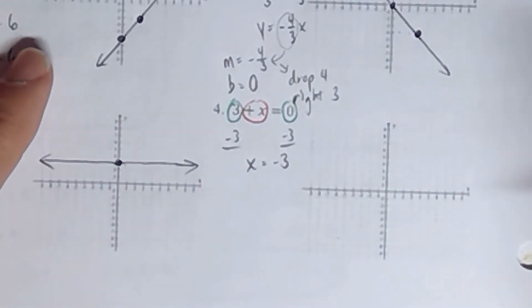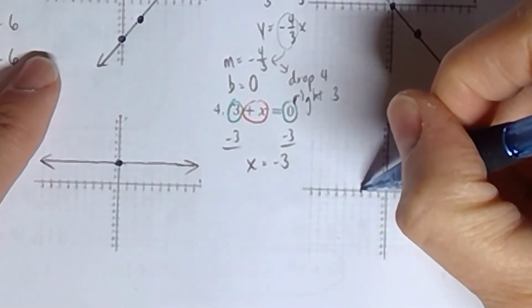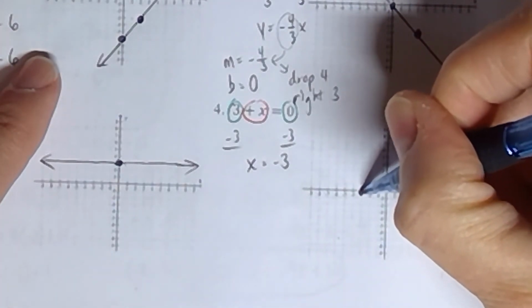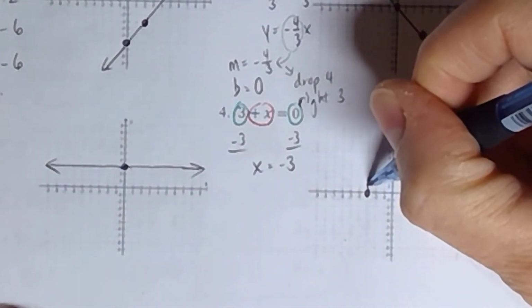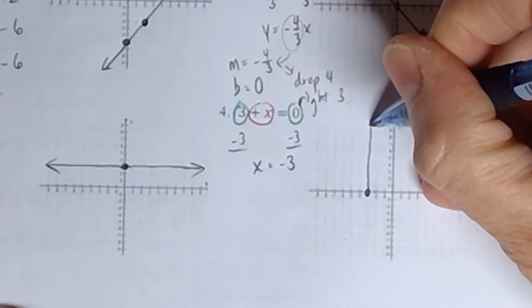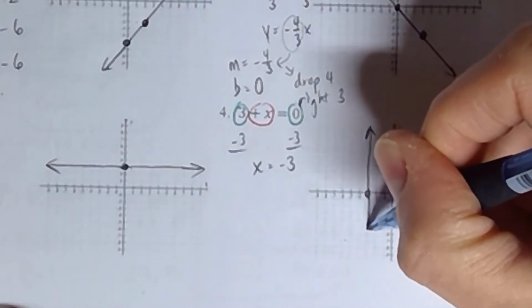So that one is going to be, since x is equal to negative 3 and not 3, we go to negative 3 on the x-axis. Again, make sure it's on the x-axis because it's the x that's equal to negative 3. And then as we said, the vertical line is supposed to go what? It's supposed to go straight up and down.